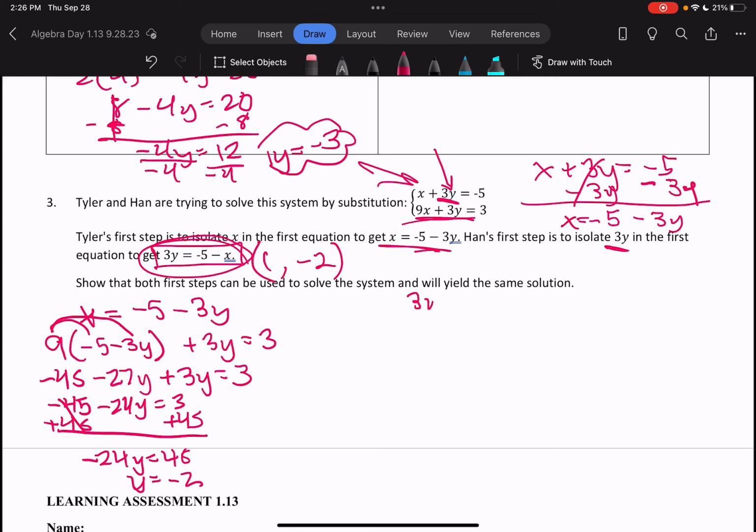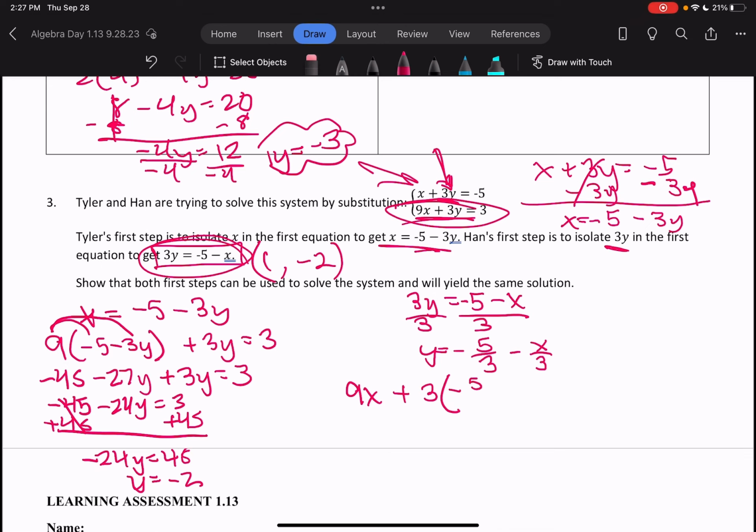So he got 3y equals negative 5 minus x. Divide both sides by 3. We're still going to get y equals negative 5/3 minus x over 3. The mistake that I made is I plugged it back into this equation, and we need to plug it into the second equation. So 9x plus 3 times negative 5/3 minus x over 3, close parentheses, equals 3. Okay, so again, Miss Lee made a mistake because I plugged the equation back into the same equation, and that's going to mess us up. So you have to plug what you get when you solve for y here into the second equation.